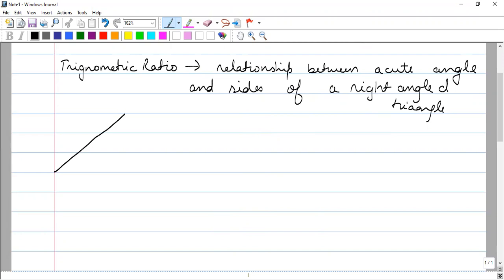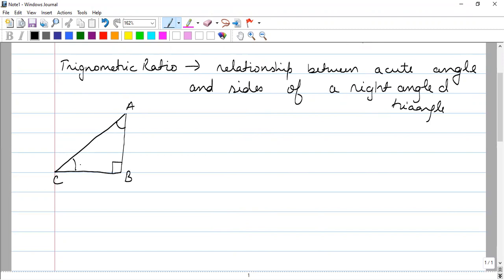What is a right angle triangle? A right angle triangle is a triangle in which one angle is 90 degree. Let us say we have a right angle triangle ABC in which 90 degree is at B. ABC is a right angle triangle at B. Now it is said that it is a relationship between an acute angle and the sides of the right angle triangle. We have two acute angles.